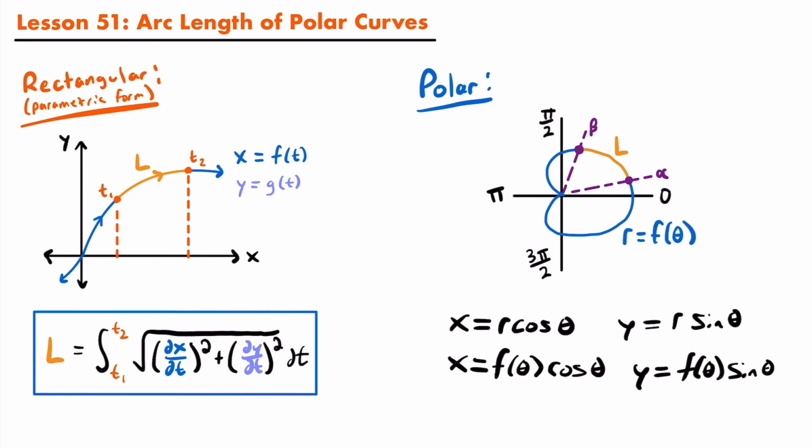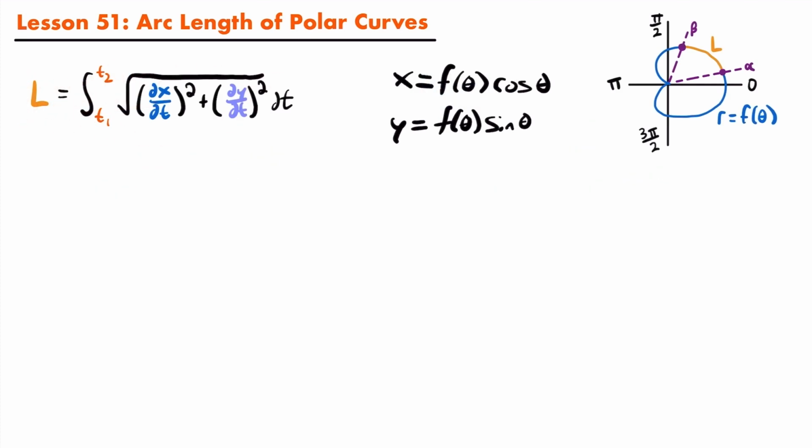And so let's work on that. Let's first work on rewriting this formula to be in terms of a parameter theta, and then we'll use it with these two parametric equations to come up with a formula to calculate arc length in polar form. All right, so here's our formula for arc length in parametric form. Let's rewrite this so that our parameter is now theta.